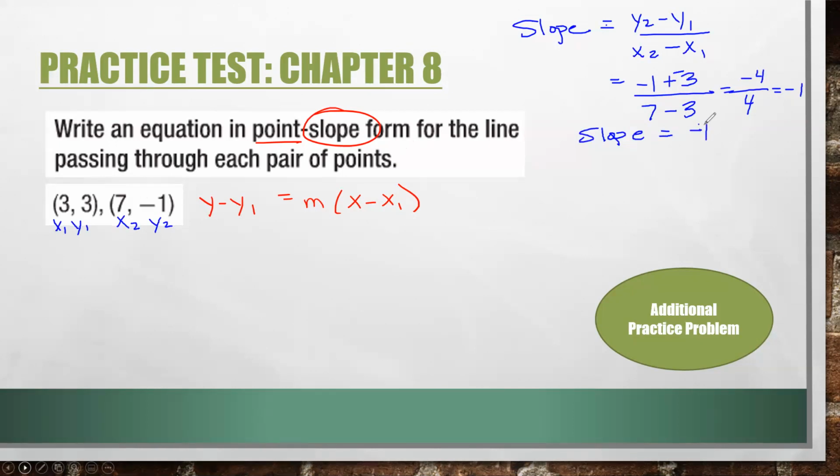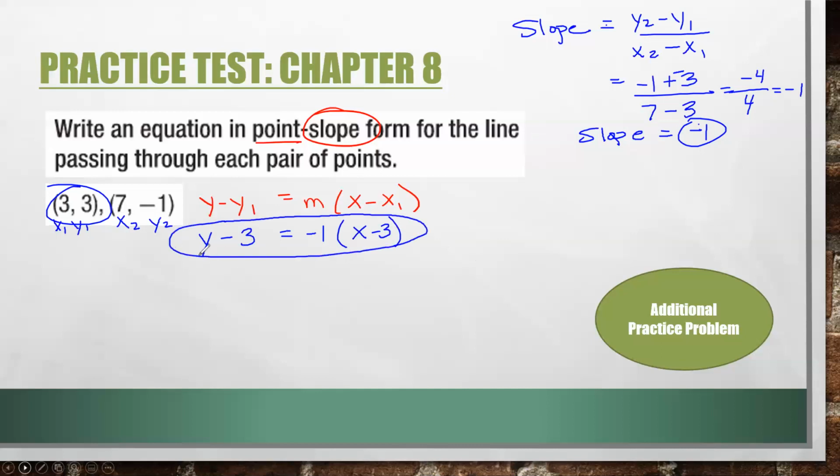Okay? Now we have the slope and we have a point. You can pick either one. I'm just going to pick that one because it's first. So I'm going to plug in my information. So I have y minus y1, which is 3, m, which is -1, times x minus x1, which is 3. And then it just wants it in point-slope form. Okay? So that's as far as we go. So this would be your final answer. We could then simplify this and write it in slope-intercept form, but it's not asking for that.